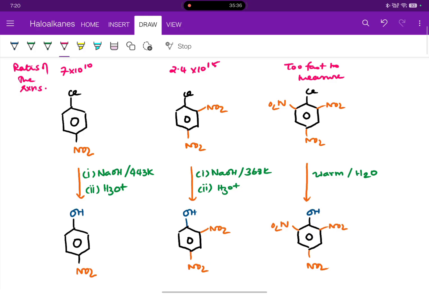Sir, what do you mean if it's too fast to measure? Too fast to measure, the reaction is so quick that as soon as you add water and warm, the OH is getting replaced in the position of chlorine.